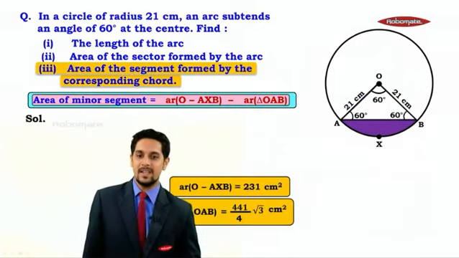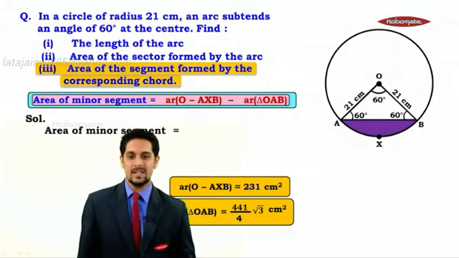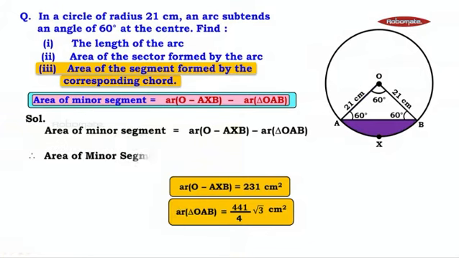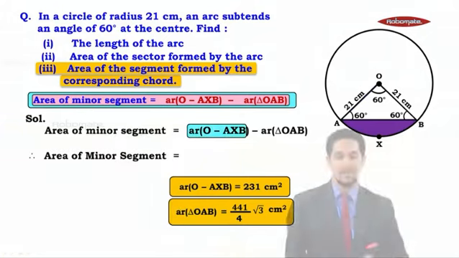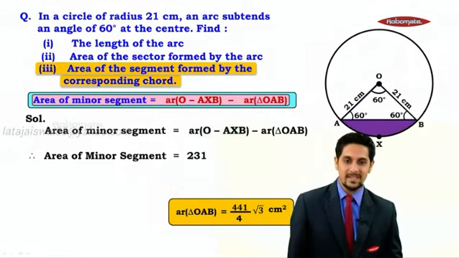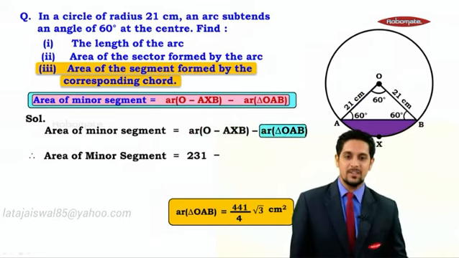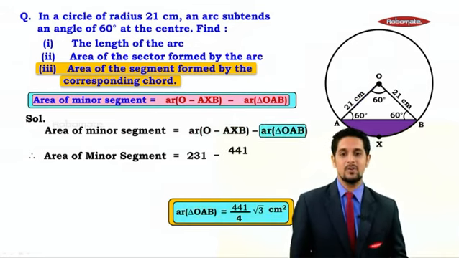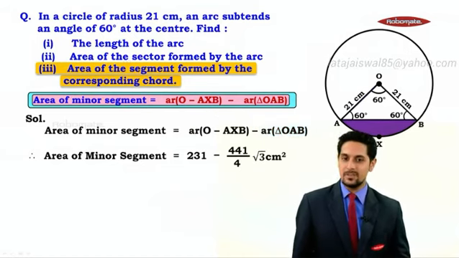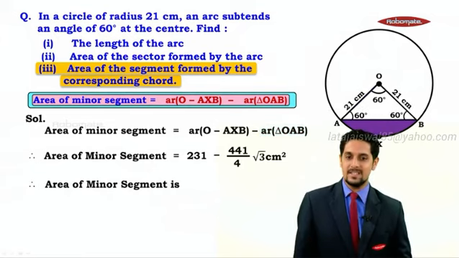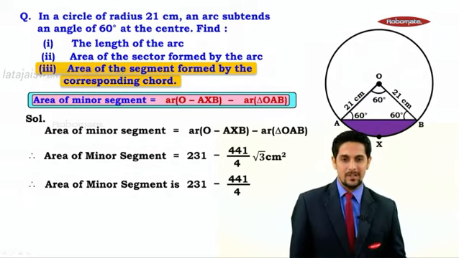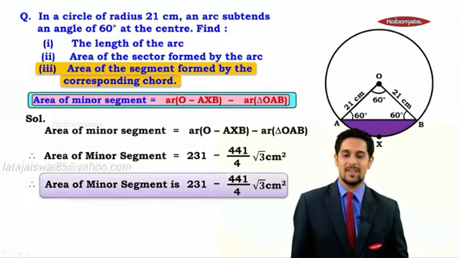Now we can find the area of minor segment, that is area of the sector O AXB minus area of triangle. Let us substitute the values. So we have area of minor segment is equal to area of the sector, that is 231 minus area of the triangle, that is 441 upon 4 root 3. The units will be centimeter square. So we can now say the area of the minor segment is 231 minus 441 upon 4 root 3 centimeter square. Thank you.